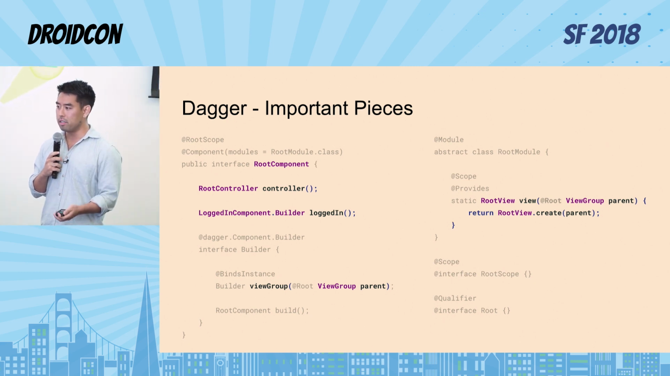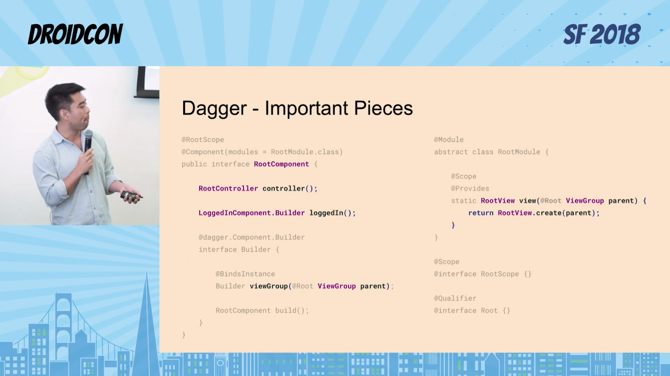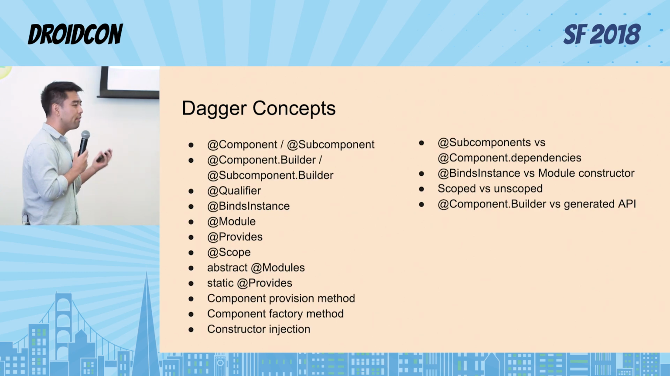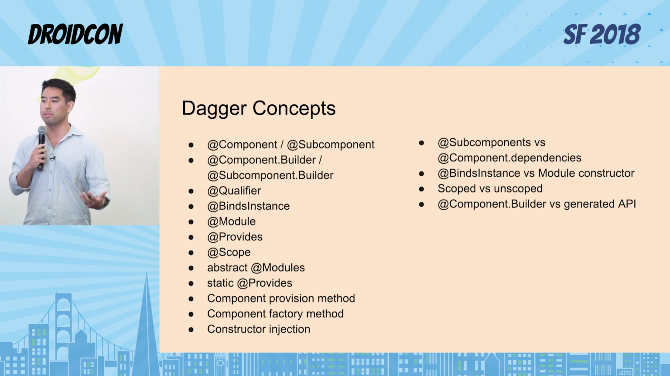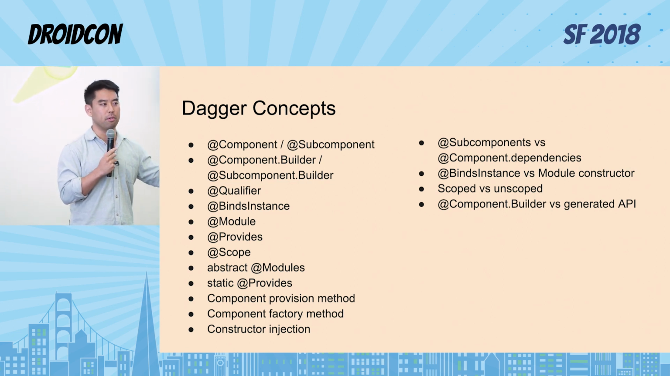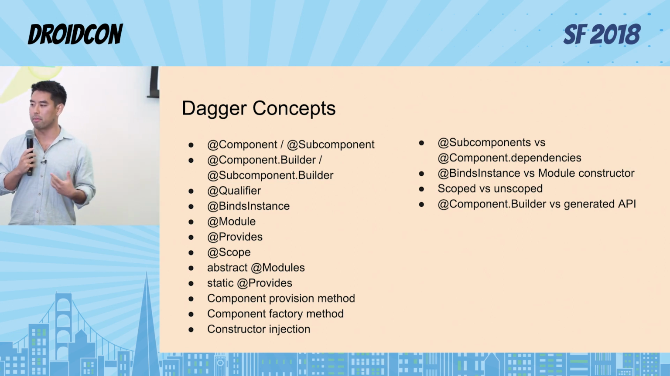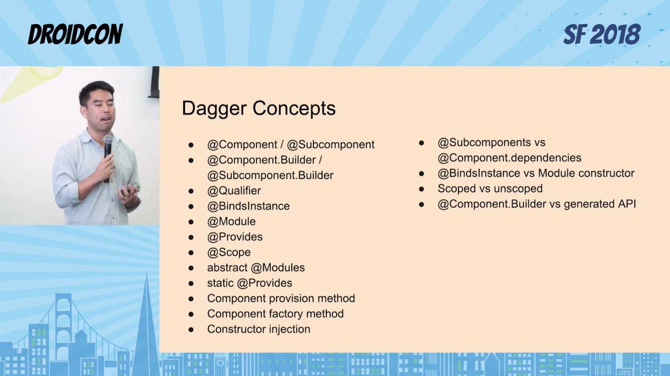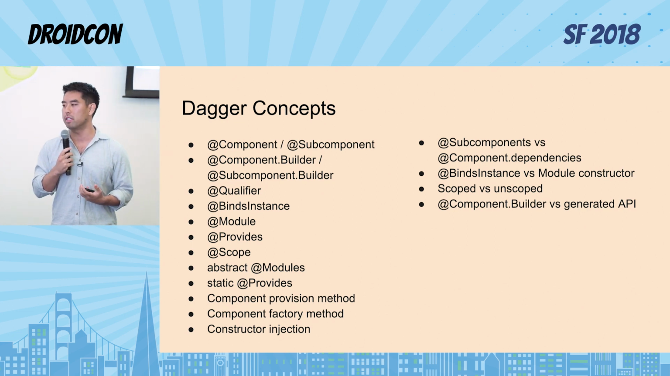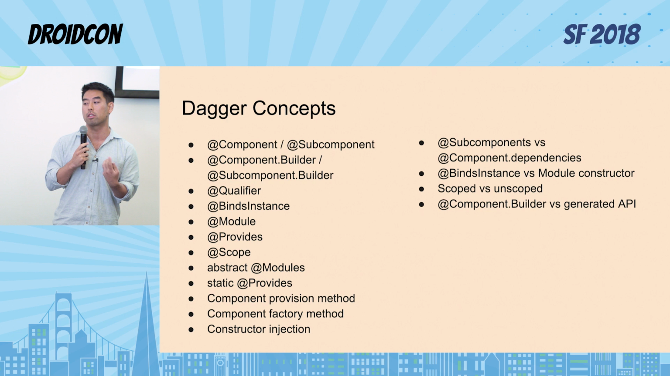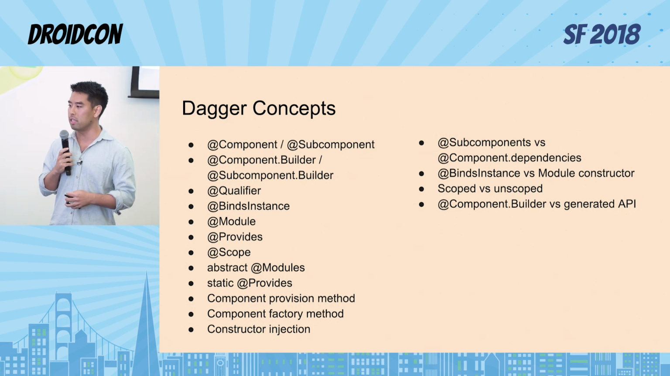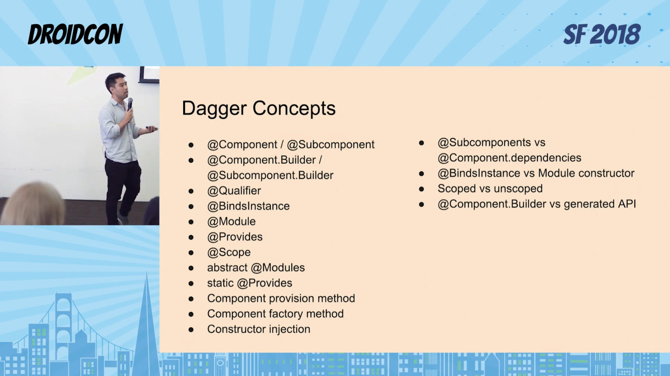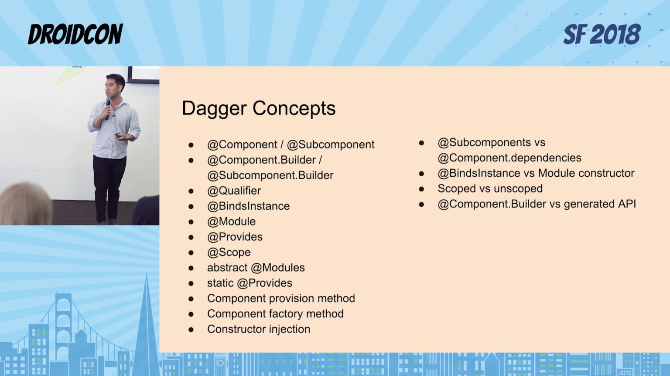And in addition to the boilerplate in terms of lines of code, there's also a lot of concepts here that we have to understand. On the left-hand side here, these are all of the concepts that we use just in that example that we just looked at. Right? I'm not going to go through all of them because there's a lot. On the right-hand side, we have some decisions that we have to make when defining our patterns at a platform level. So should we be using components or component dependencies, subcomponents or component dependencies? Should we be using component builders explicitly defined by our developers, or should we just allow Dagger to generate that interface for us?